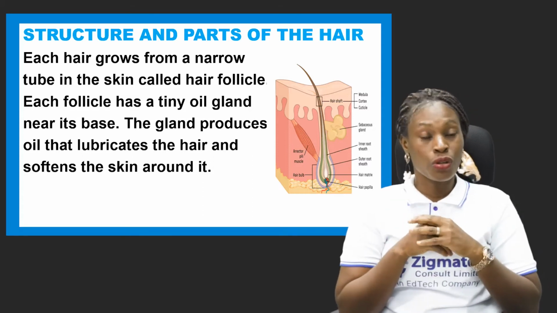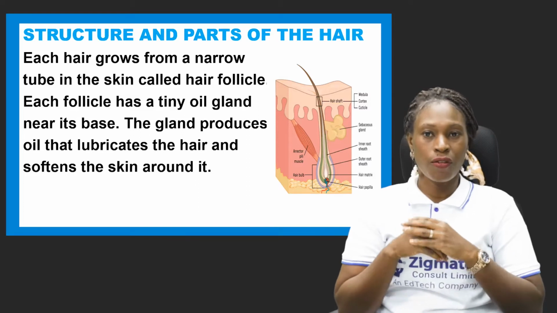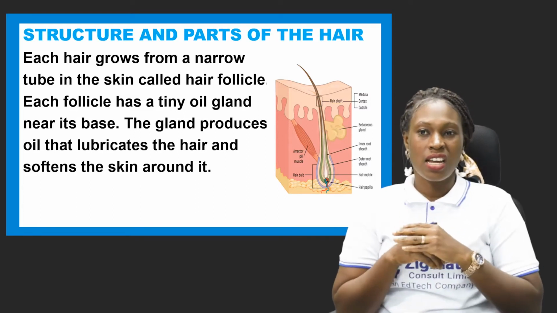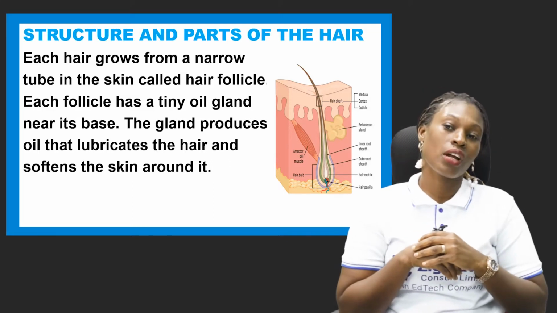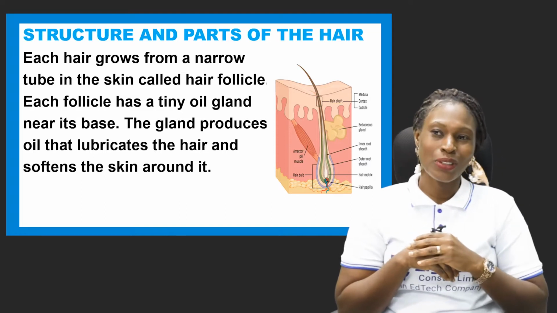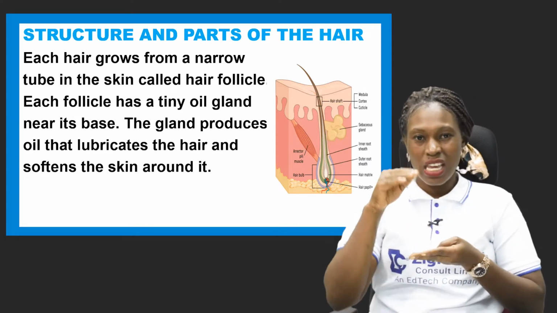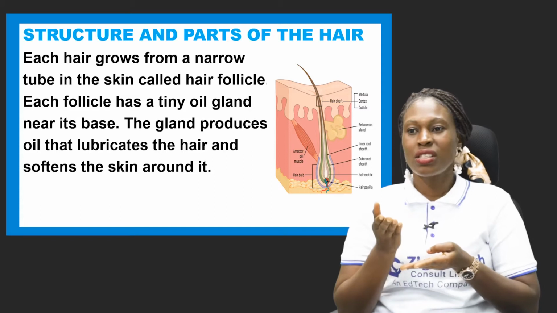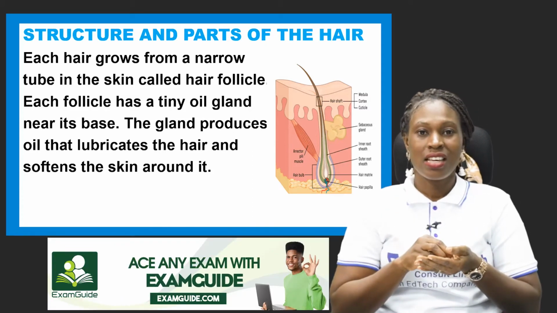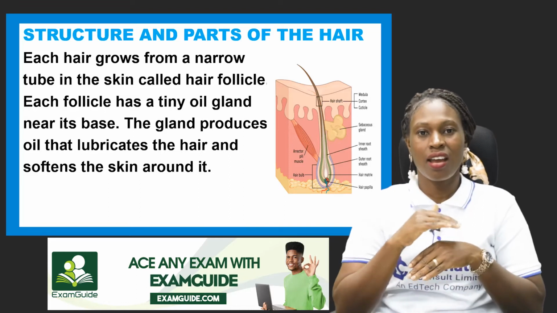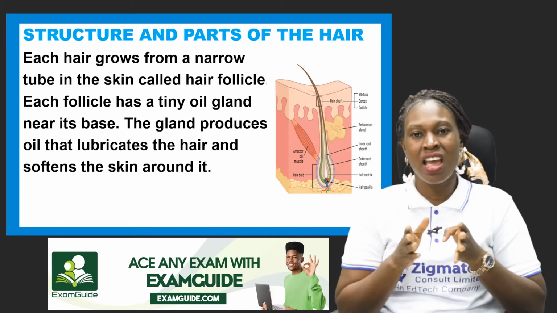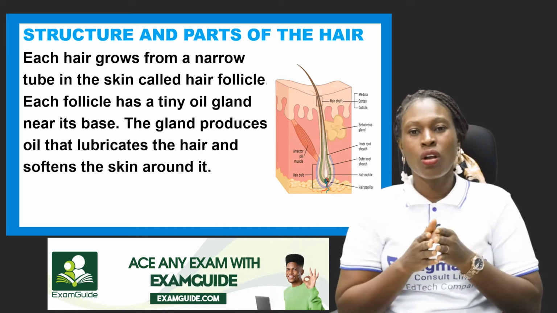Each hair grows from a narrow tube in the skin called a hair follicle. Each follicle has a tiny oil gland near its base. The gland produces oil that lubricates the hair and softens the skin around it. The structure of the hair shows that you find different aspects before you see the hair show up on your skin. That's the structure, what the hair is all about.